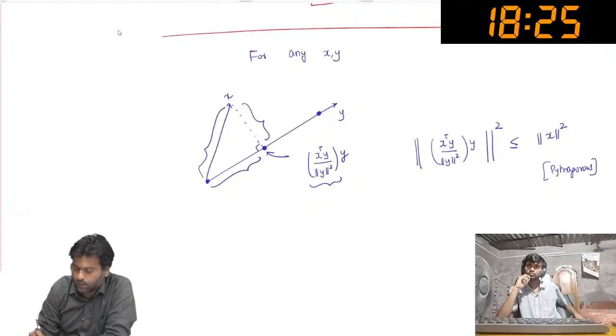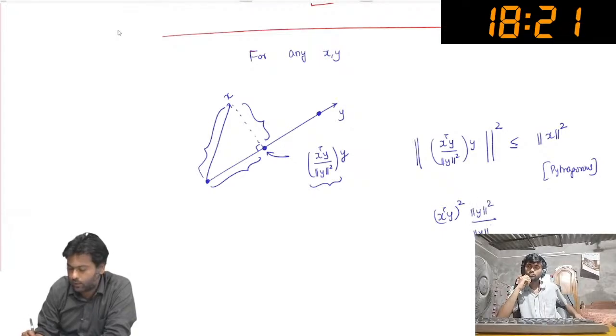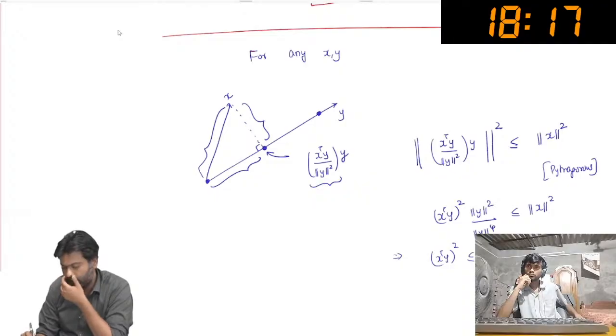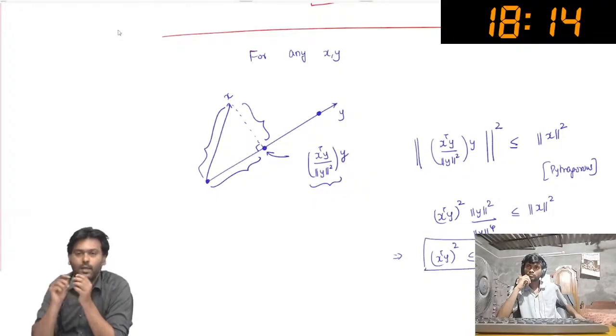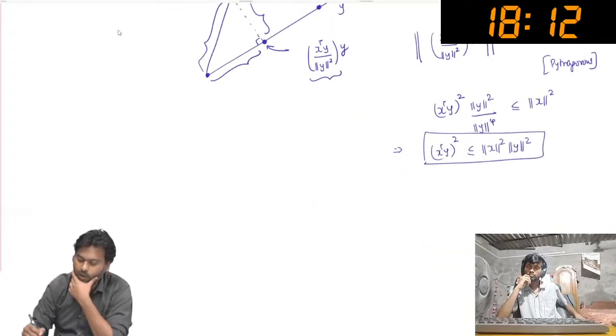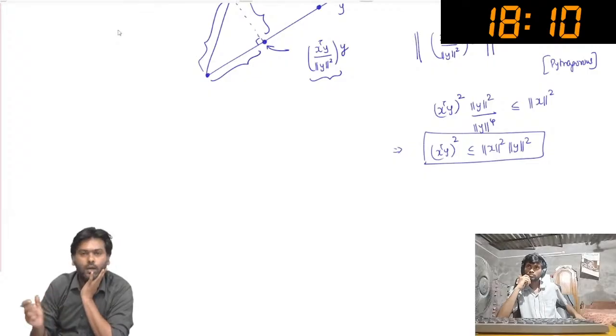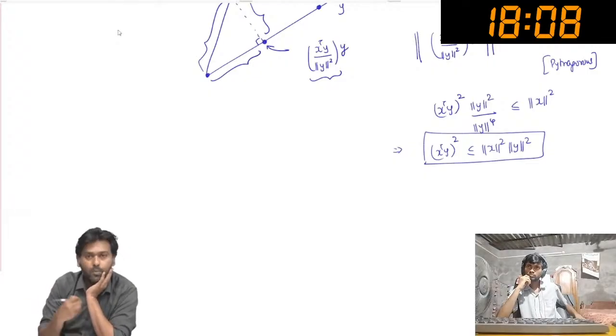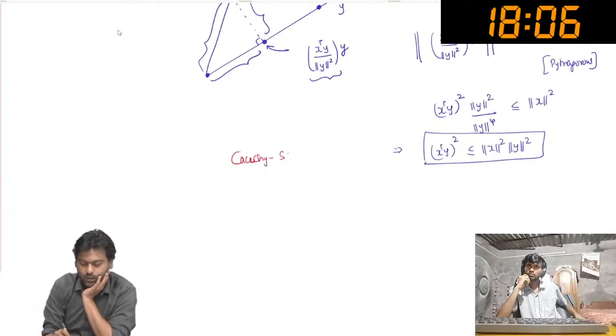But what is this? If I unravel this, it is x transpose y squared times length y squared, divided by length y squared squared, which is length y to the power 4, and that is less than or equal to norm x squared. This implies that x transpose y squared is less than or equal to norm x squared times norm y squared. So for any x and y, the dot product squared is at most the length of x squared times the length of y squared. People might have seen this as a version of the Cauchy-Schwarz inequality. This is true for any x and y.